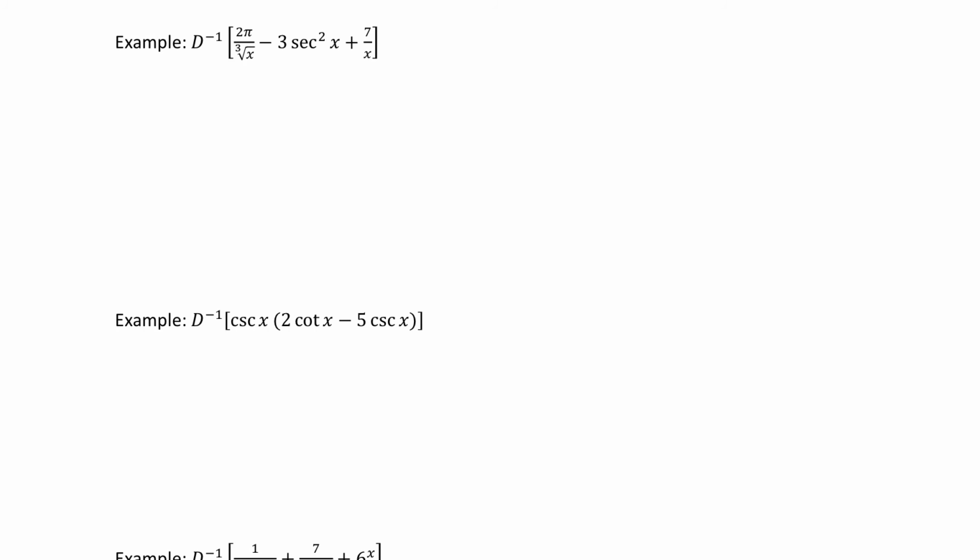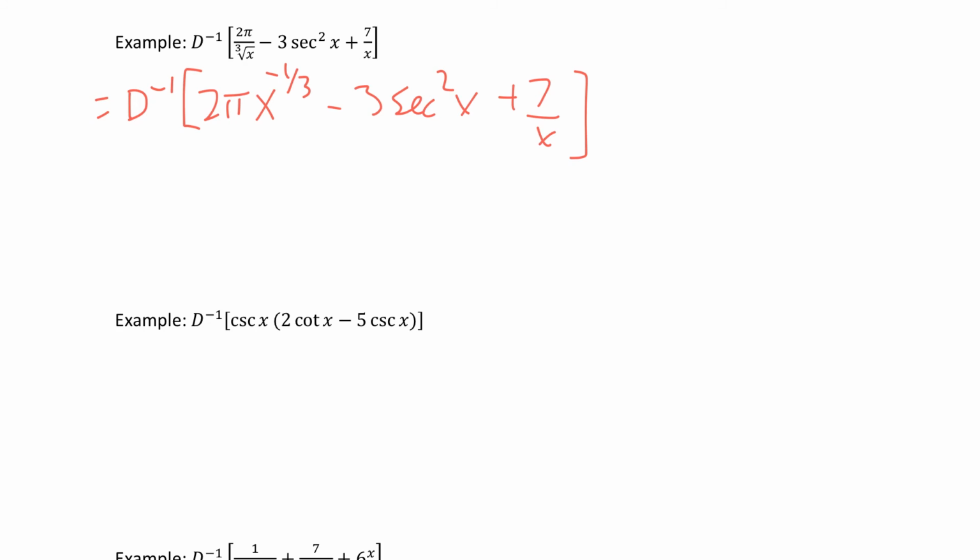So let's take a look at the following challenging antiderivative. We have the antiderivative of 2 pi over the cube root of x minus 3 secant squared x plus 7 over x. So it's often very helpful in these problems to rewrite the question with exponents. So this is 2 pi x to the minus 1 over 3 minus 3 secant squared x plus 7 over x. We can actually leave the 7 over x because it's easier to identify in that form.